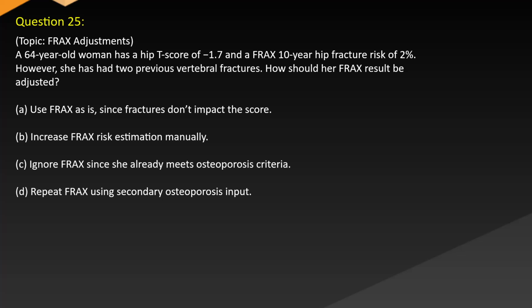A. Use FRAX as is, since fractures don't impact the score. B. Increase FRAX risk estimation manually. C. Ignore FRAX since she already meets osteoporosis criteria. D. Repeat FRAX using secondary osteoporosis input.